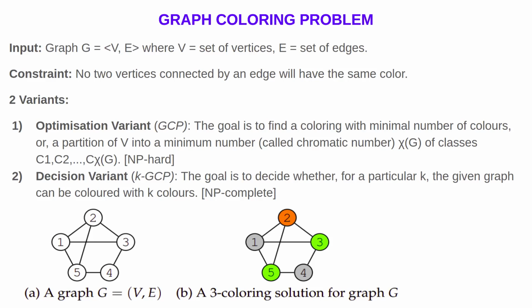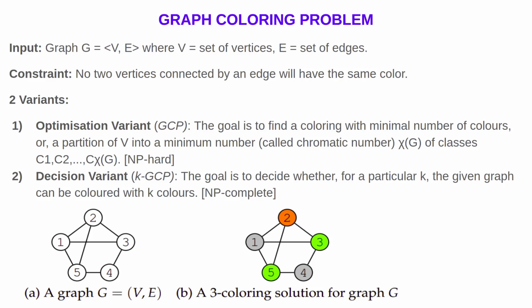First is the optimization variant, also known as GCP, and there the goal is to find a coloring with the minimal number of colors, or a partition of the vertex set into the minimum number, which is called the chromatic number, denoted by chi. And this variant is NP-hard.